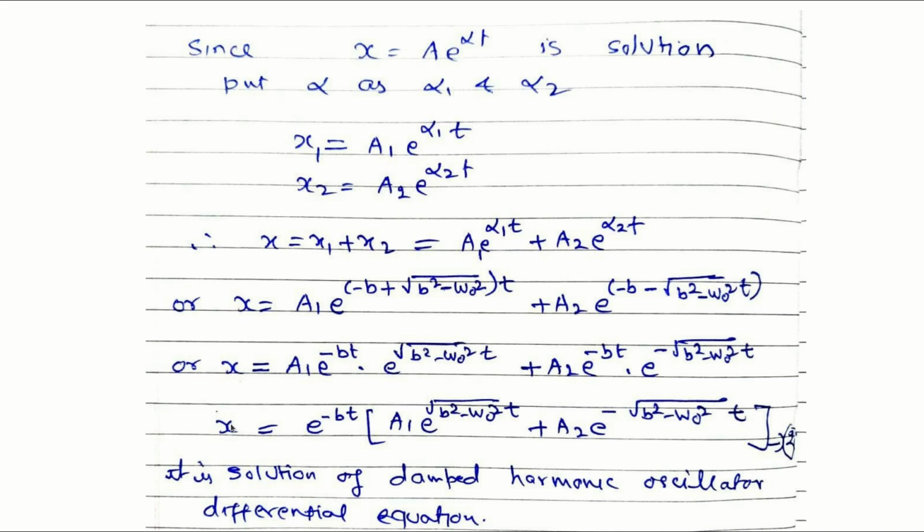So sometimes x finishes too early. In that case we can say that x depends upon b square minus omega naught square, meaning how fast damping occurs is decided by the term b square minus omega naught square. If we see that this term is more, in that case x will be more.